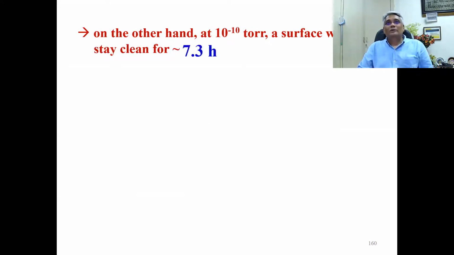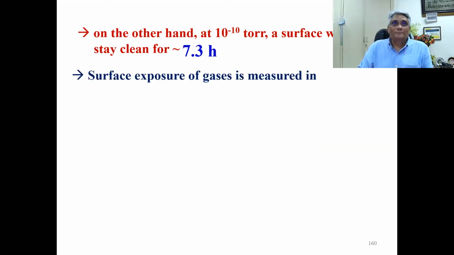up to 7.3 hours. You see the difference. Nanosecond level contamination versus 7.3 hours of surface staying clean. That means at 10 raised to minus 10 torr, this vacuum level doesn't even allow one monolayer of gas molecules to settle down on the surface, which is good. That's why high vacuum is always important.